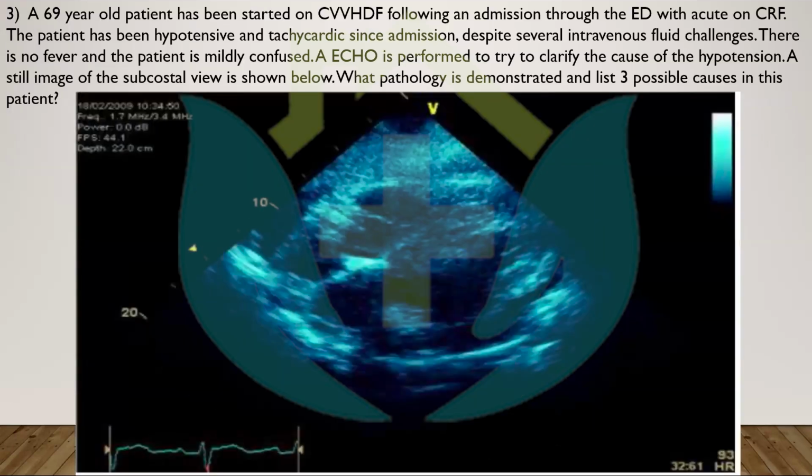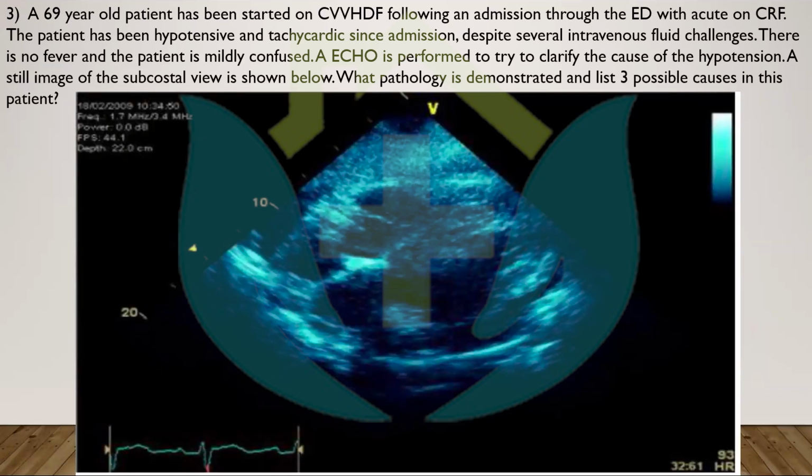So another question, just a minute. Okay. A 69-year-old patient started on CVVHD following admission through ED with acute on CRF. The patient has been hypotensive, tachycardic since admission, despite several intravenous fluid boluses.